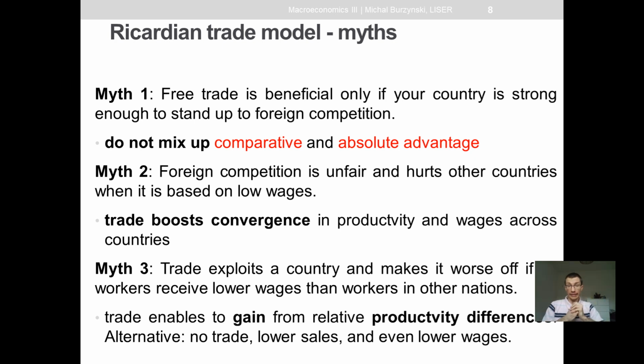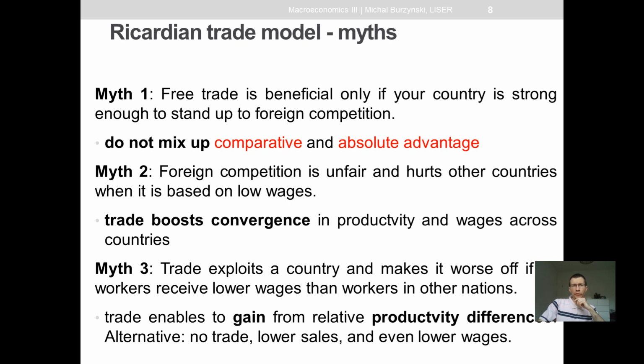And what trade allows you to do is to focus on those sectors in which you have comparative advantage, in which you are relatively more productive, right? But those productivity differences will exist whether or not international trade is switched on or switched off, right?